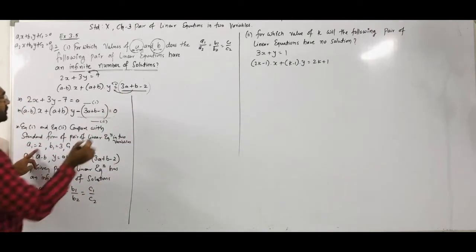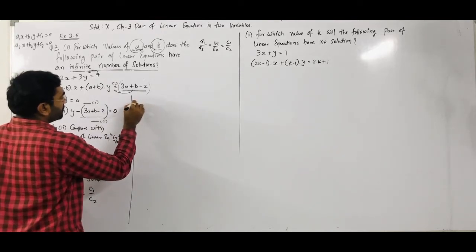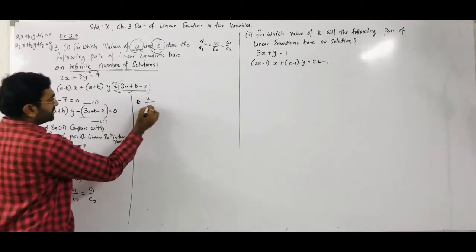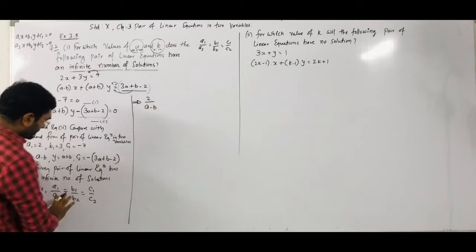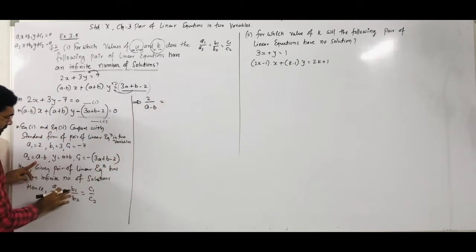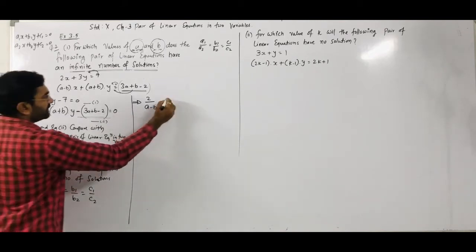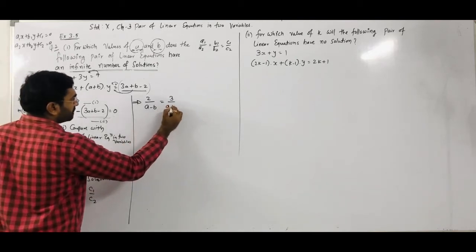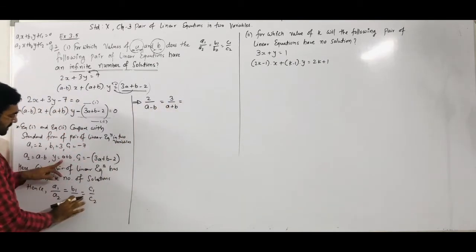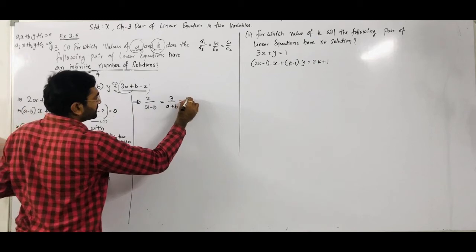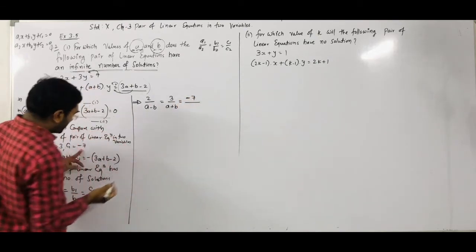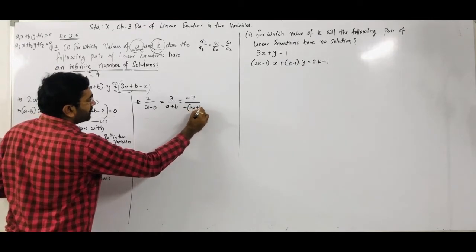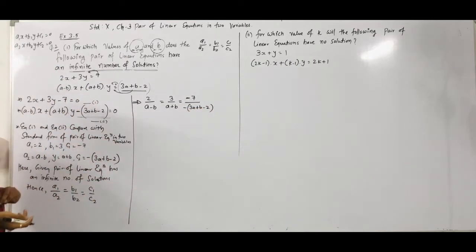Now we put in the values of a1 upon a2, b1 upon b2 and c1 upon c2. The a1 value is 2, in the numerator. The a2 value is a minus b. The b1 value is 3 and the b2 value is a plus b. The c1 value is minus 7, divided by the c2 value, which is minus (3a plus b minus 2). This is our c2 value.